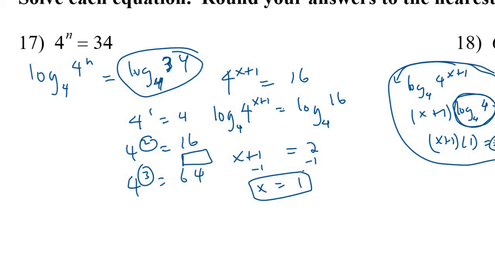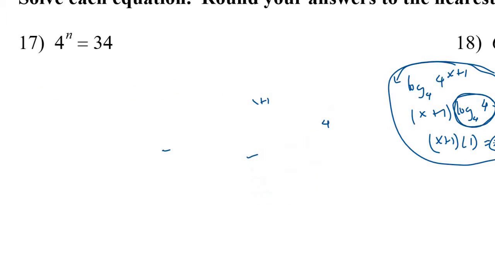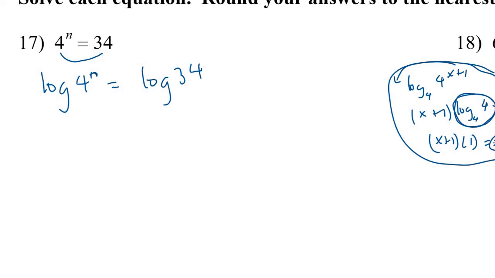So I cannot take log base 4 like that. Rather, this is what I would do: I would take logarithm to base 10 of both sides. Whenever there's no direct relationship between this number and this number, I will take log base 10 of both sides. You know that when it's log base 10, the 10 is implied, it's not written. So log base 10 of 34 and log base 10 of the left side. So that's our first step.